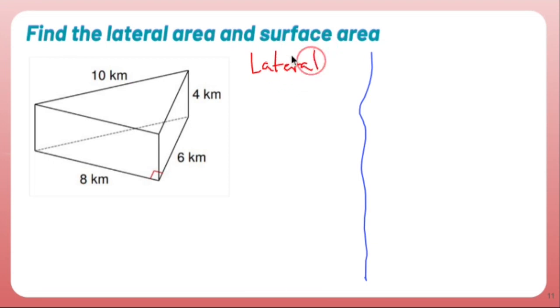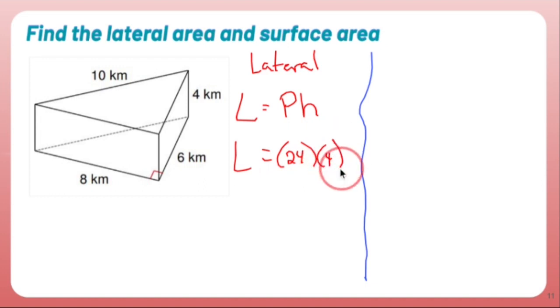And the formula for the lateral area for any prism is going to be, and I'll use L for lateral, the perimeter of the base times the height, okay? The perimeter of the base times the height of the shape. So, in my case, the lateral area is going to be 8 plus 6, which is 14, plus 10, which is 24. The height of my shape is 4. And so the lateral area for this guy is 96.